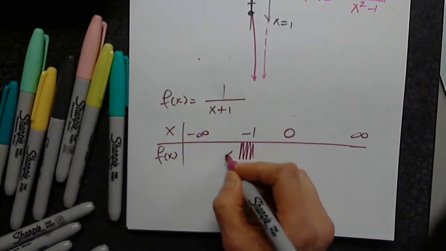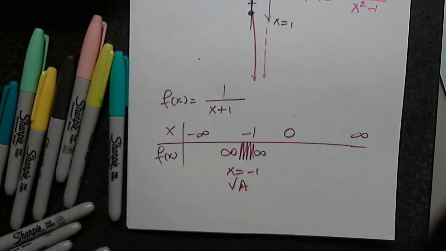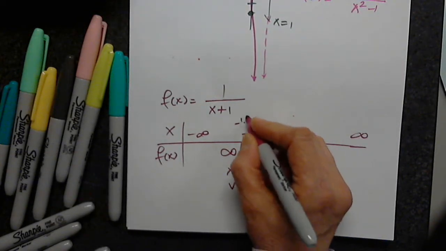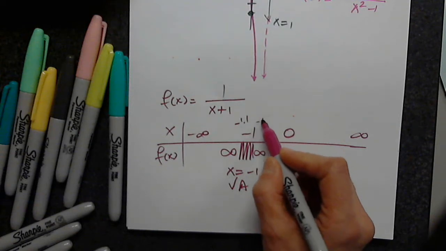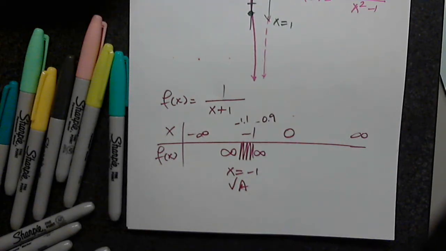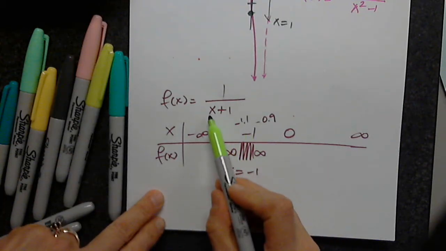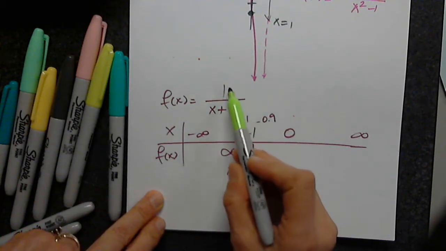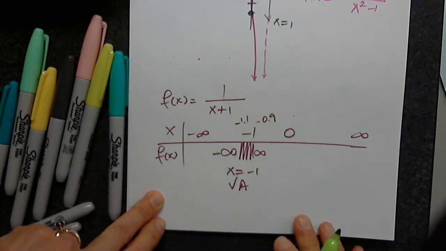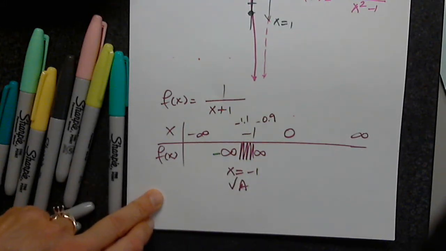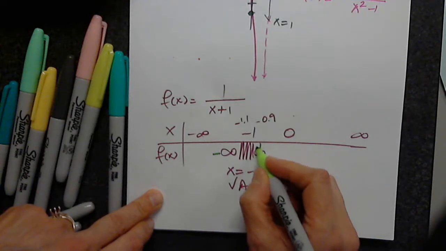Which means infinity is left and right. So please plug in -1.1 and -0.9 and give me the sign, just the sign. On the left, the sign is? Yes, because -1.1 plus 1 is negative, positive over negative is negative. I agree. On the right-hand side is? Positive, I agree.